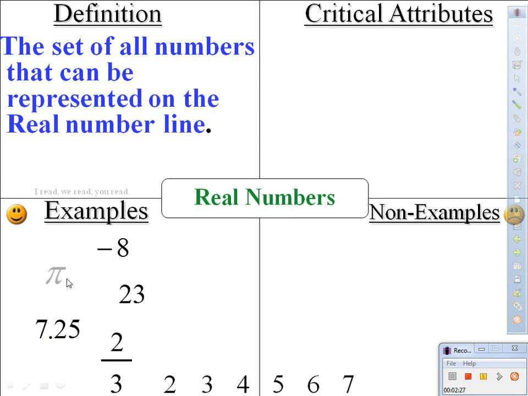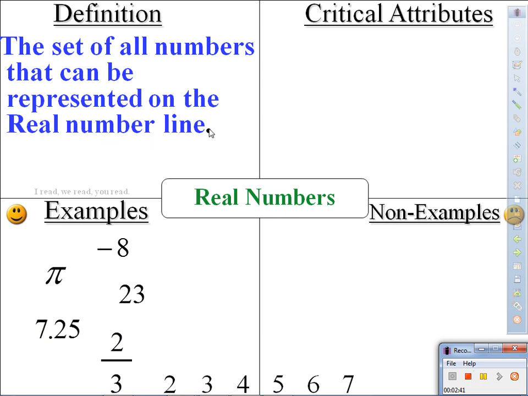Also, this one, pi. What is pi approximately? 3.14 could also be found on the real number line. So write all these down, please. Okay, pretty clear. Last year you were introduced to real numbers, but they broke them down by groups. This year we're going to do the same, but for right now, I just want to make sure you understand that it's all the numbers on the real number line.